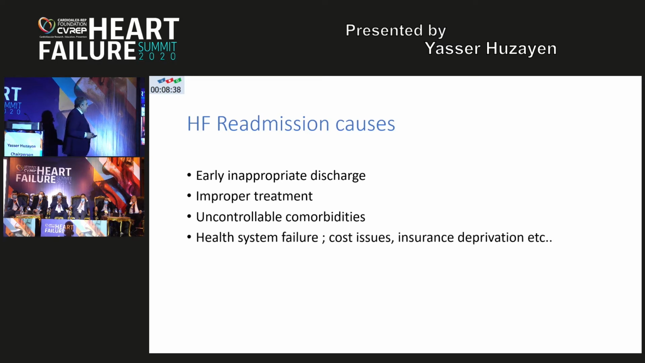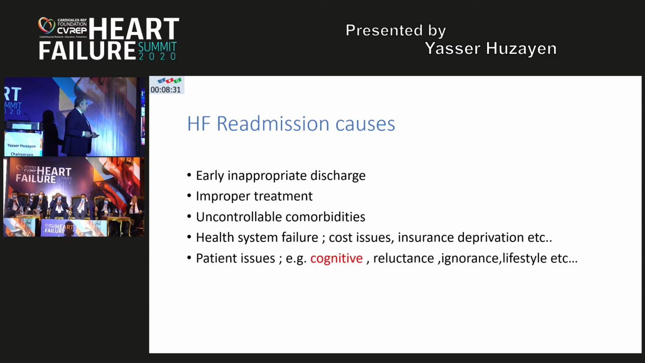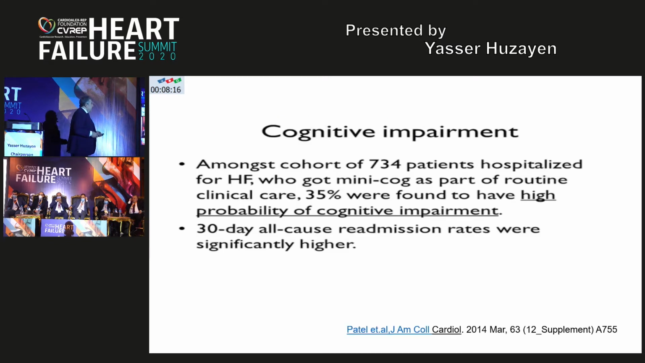Health system failure, cost issues, insurance deprivation, etc. Patient issues, like cognitive issues, and I'll show you a very interesting slide in a couple of slides. Reluctance, ignorance, lifestyle, and communication failure regarding the patient with the hospital, the primary care physician, or the consultant. Here is the cognition issue.